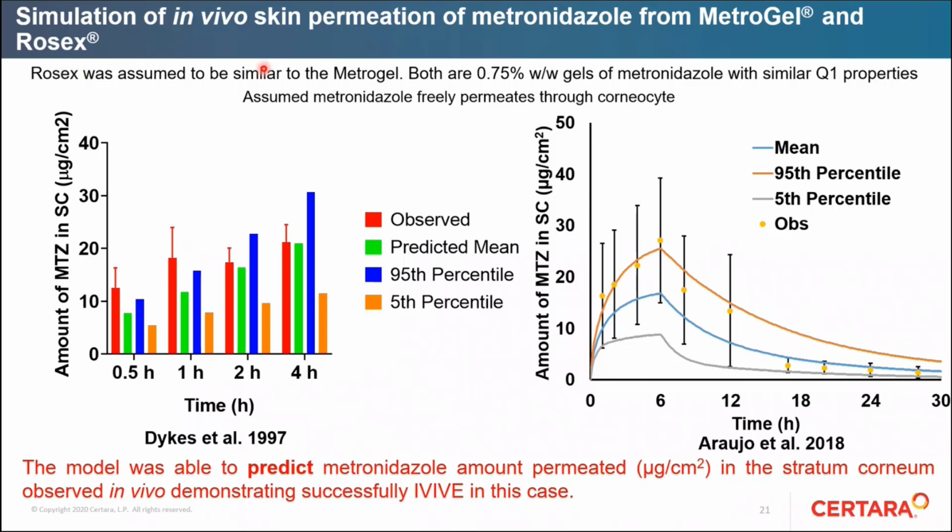So we got data from the Rosex, and we assume that this is similar to MetroGel because both of these are 0.75% weight by weight gels, and their compositions are quite similar. And you can see the data which is reported by Dykes and Azubero. The model was able to capture this quite nicely. Of course, there is huge variability in the clinical data sets. That's something that is there, but at least you are in a similar ballpark range of these predictions.